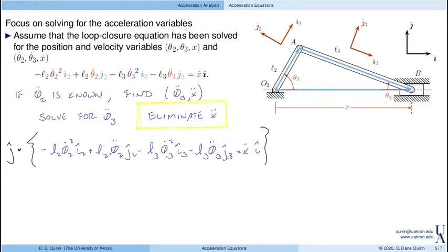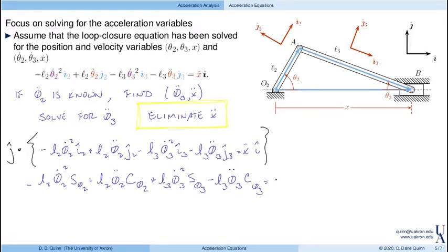So here, maybe you want to pause the video lecture and go through this, knowing that you can find I2, J2 with respect to I and J, I3 and J3 with respect to I and J, and the result that you get is minus L2 theta 2 dot squared. I2 dot J is sine of theta 2. We have plus L2 theta 2 double dot times cosine of theta 2. I3 dot j actually is minus sine of theta 3. So we end up with plus L3 theta 3 dot squared sine of theta 3 minus L3 theta 3 double dot cosine of theta 3 equals 0.